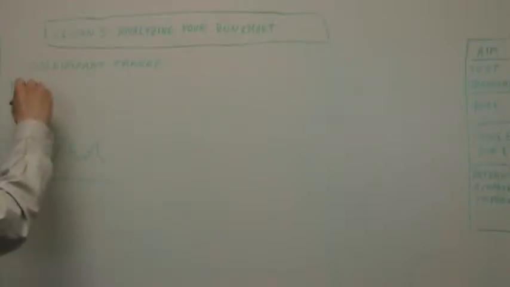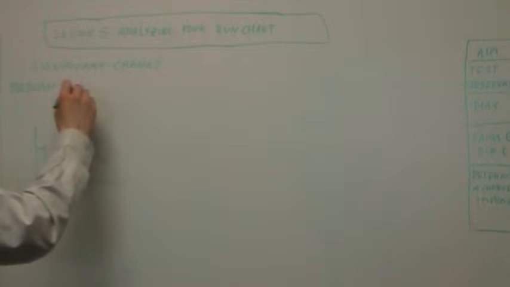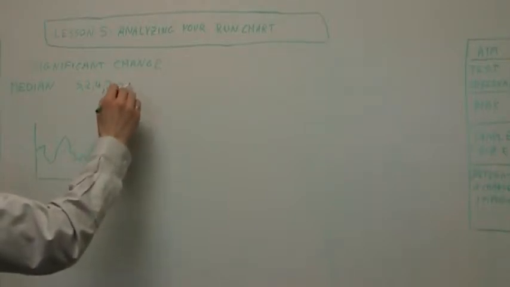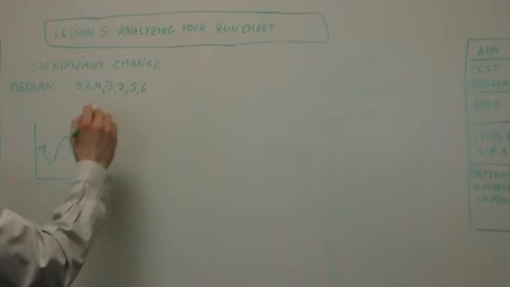So when you have your run chart, and I'm just going to do a very crude run chart here, these are the data points. The first thing we need to do is calculate the median. And let's do a quick example of figuring out what the median is. So I'm going to have this pretend data here: 5, 2, 4, 3, 2, 5, and 6.